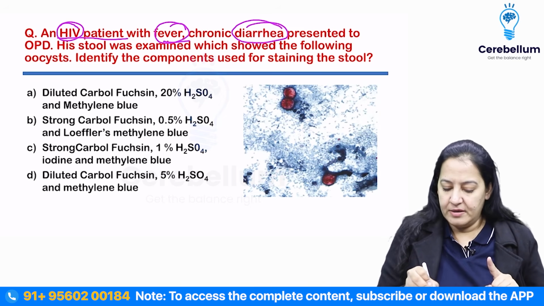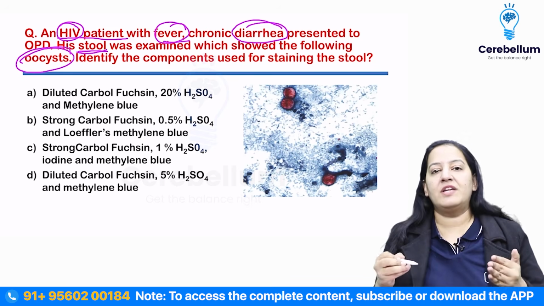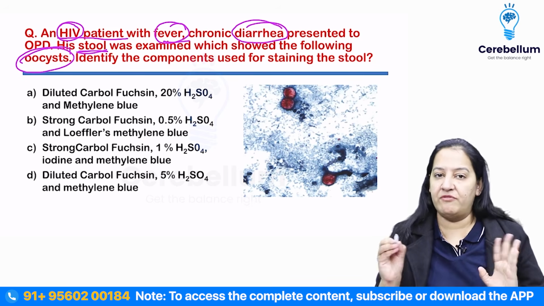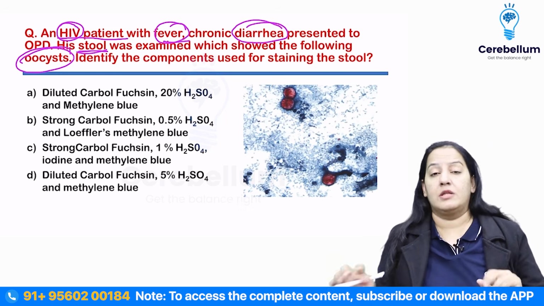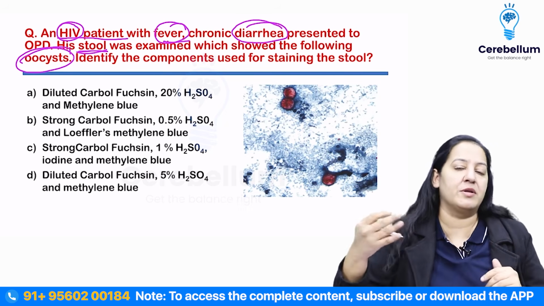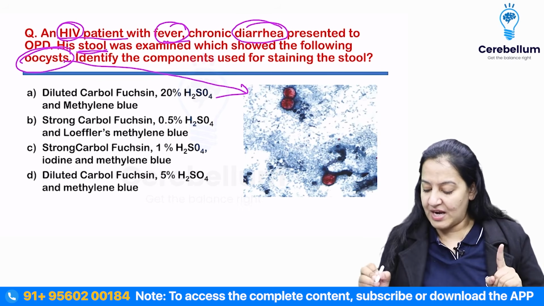The stool was examined and shows oocysts. So can you tell me the causative organism of diarrhea in an HIV patient whose oocysts are present in the stool? Compile all the clues and try to come to the diagnosis. The diagram of the oocyst is given to you.